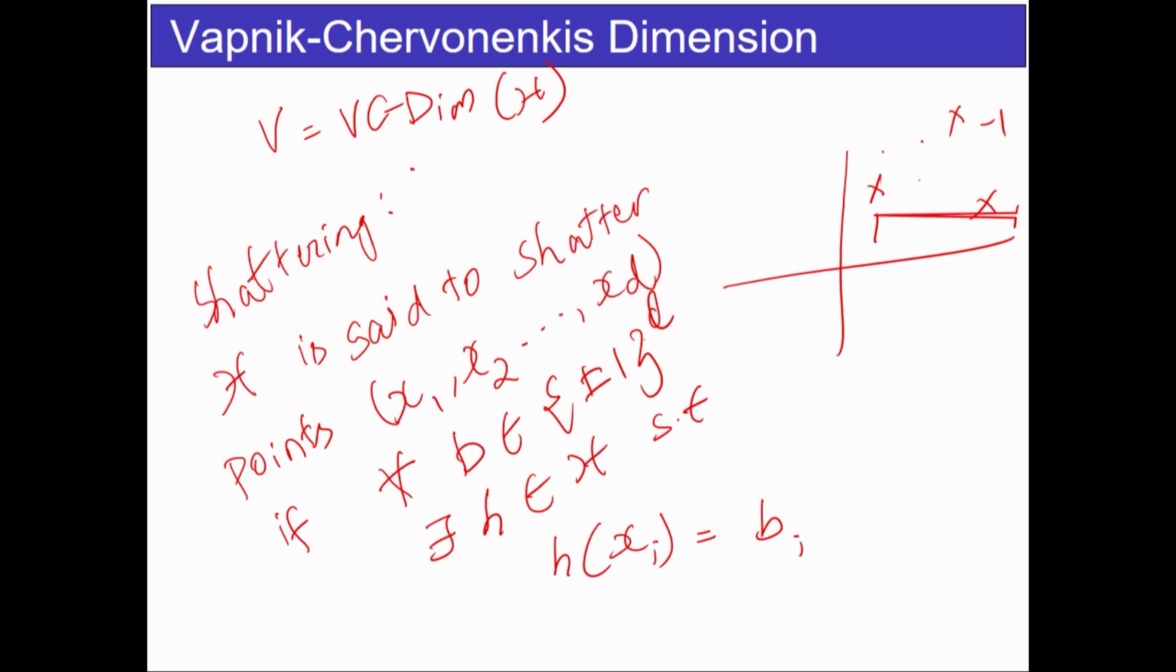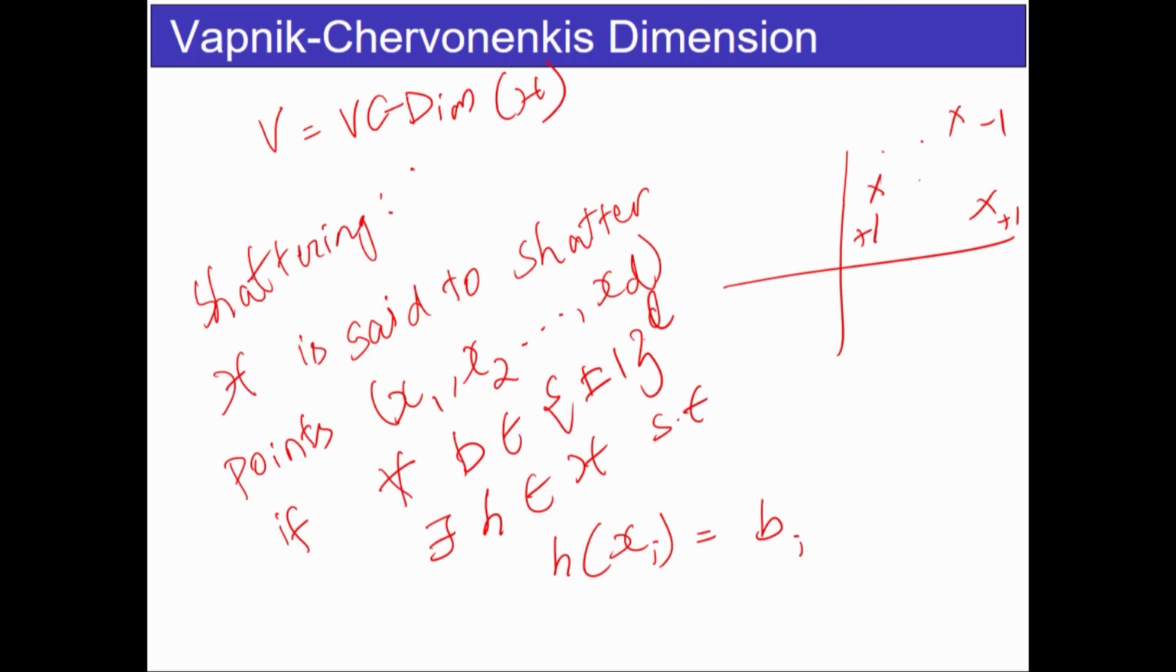What's happening here? I assign plus 1 to this point, minus 1 to this point, and plus 1 to this point. So this is one bit vector. How many bit vectors do I have for this? I have 3 points, and each point can take either a plus 1 or a minus 1, so it's 2 to the power 3. In general, if you have d points, it's 2 to the power d possible bit vectors.